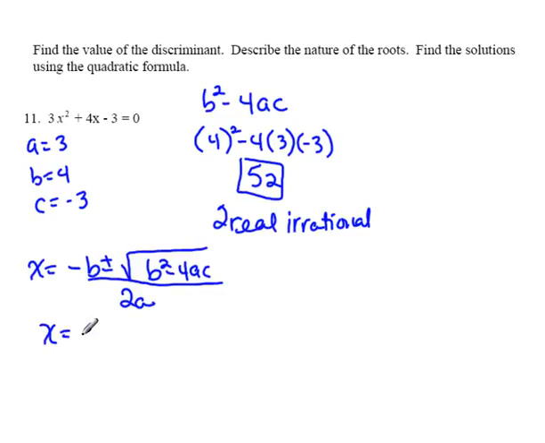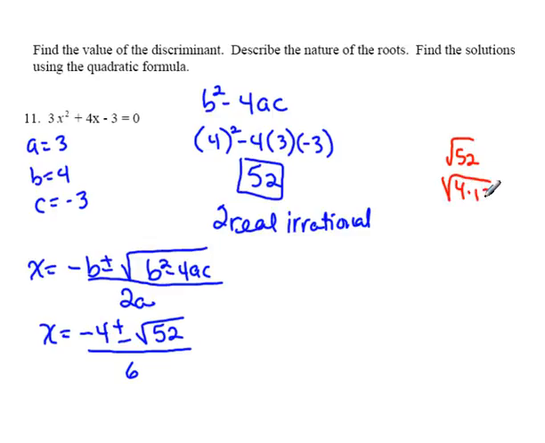Okay, and now let's plug it in. So the opposite of b would be negative 4 plus or minus the square root of the discriminant, which is 52, all over 2 times a, which is 6. Okay, now we need to see whether or not we can simplify. Since the square root of 52 can be simplified, we need to simplify the problem. So over to the side, we'll break up the square root of 52, and it breaks up to 4 times 13. The square root of 4 comes out as 2, leave in the square root of 13. So this is negative 4 plus or minus 2 square root of 13 over 6.